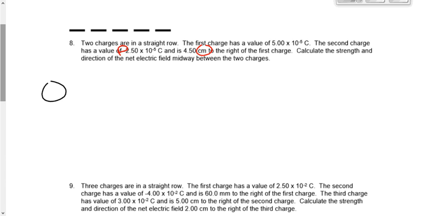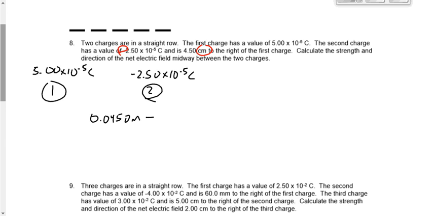Let's draw it out here. First charge, 5.00 times 10 to the negative 5 coulombs. Second charge is negative 2.50 times 10 to the negative 5 coulombs. Okay, my distance here is 0.0450 meters. And we want to find the field strength right here, midway between, halfway between those two charges.